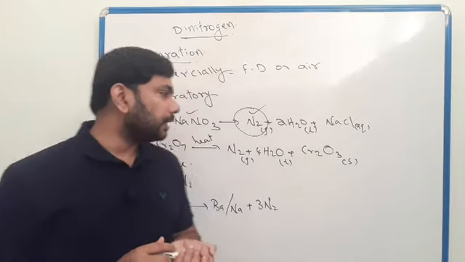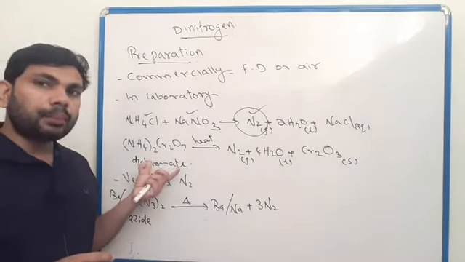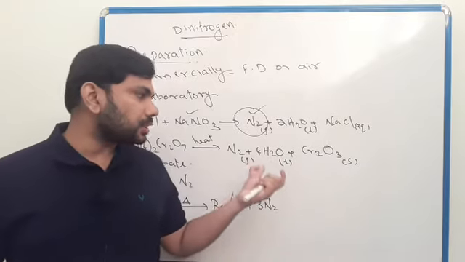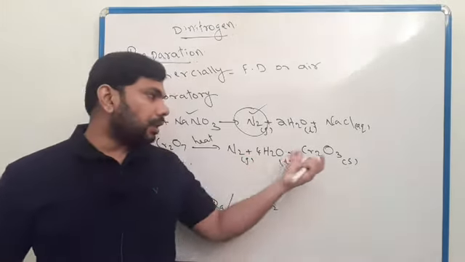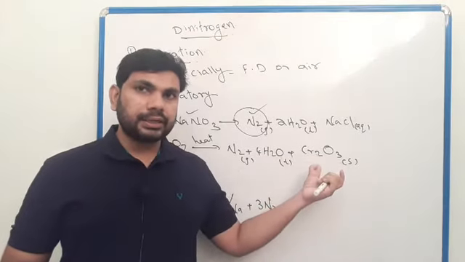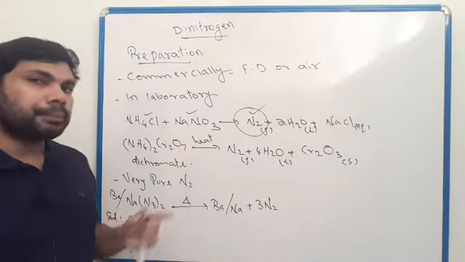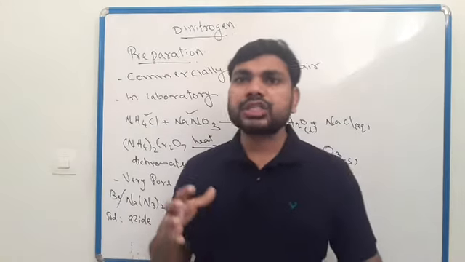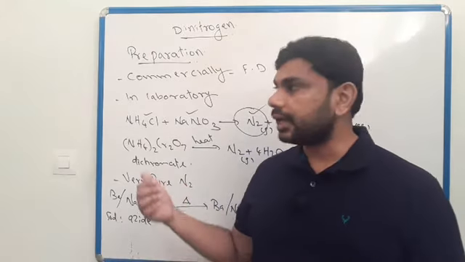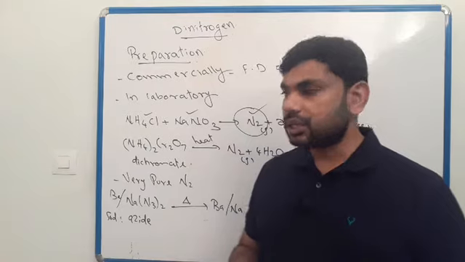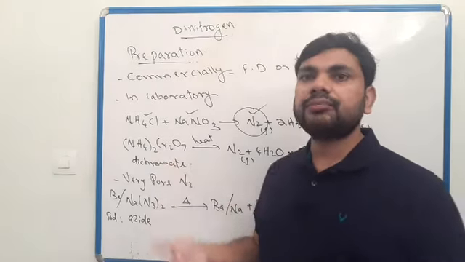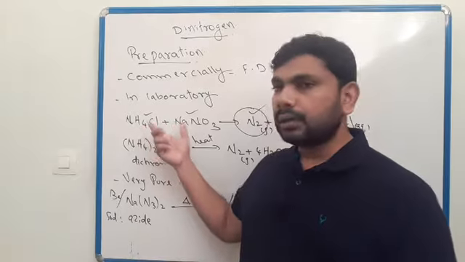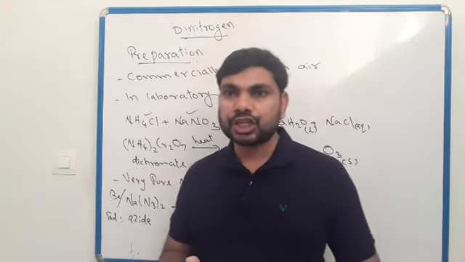Another method to prepare dinitrogen is with ammonium dichromate. Ammonium dichromate on strong heating produces dinitrogen, water and chromium oxide. So these are the two methods to prepare dinitrogen in the laboratory. First, ammonium chloride on strong heating with sodium nitrate produces dinitrogen. Second, ammonium dichromate on strong heating produces dinitrogen, chromium oxide and water.